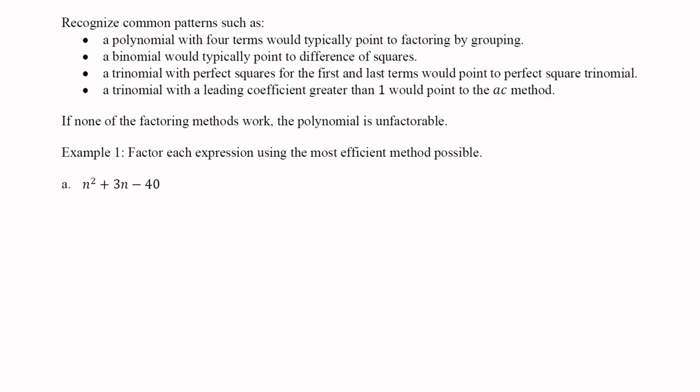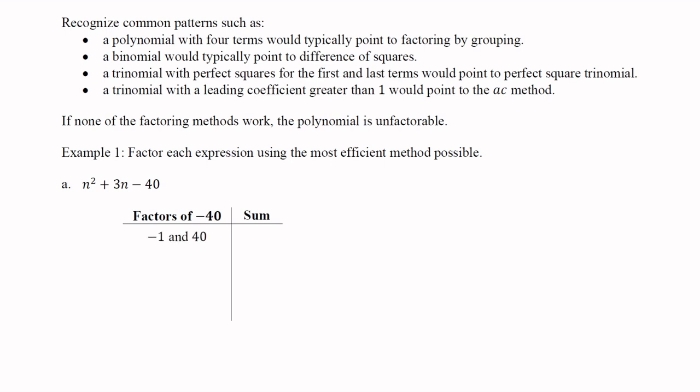So this one is a trinomial. We have a perfect square for the first term, but the last term is not a perfect square. So this is not going to be a perfect square trinomial. The leading coefficient is 1, so we're going to factor this using a traditional method of finding the factors of negative 40 that add to give us 3.